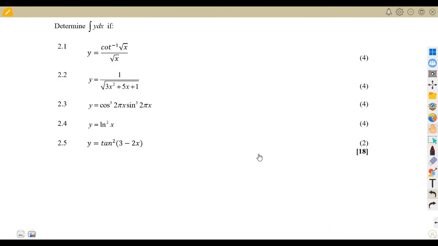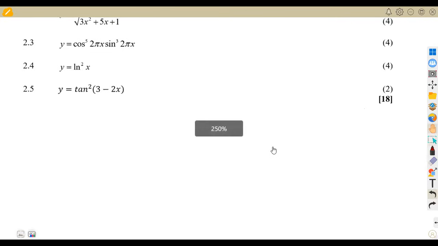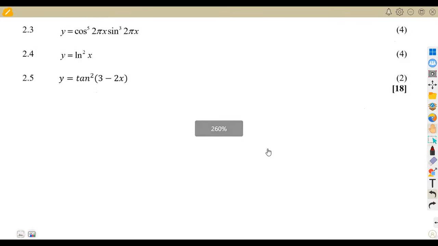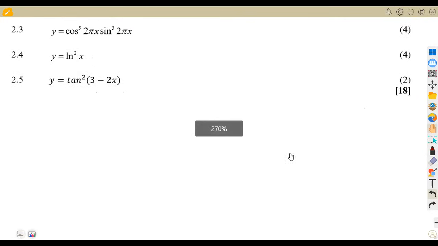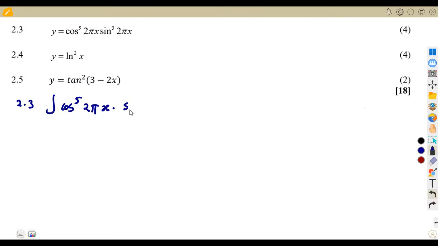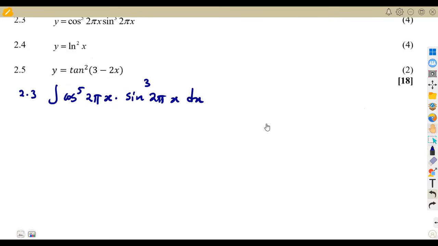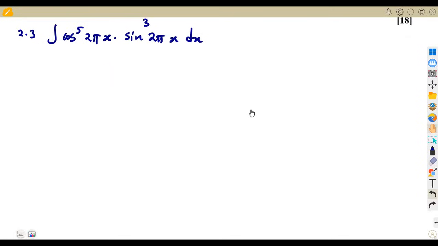2.3. All right, so now 2.3 is a trig. So this one is a trig. We just have to figure out how to integrate that trig, as we know all the trig that we have in our syllabus. So which format is this one? The integral of cos to the exponent of 5 of 2 pi x, then we've got sine to the exponent of 3 of 2 pi x, again with respect to x. All right, what type of integral is this? This is the integral that we have under our trigonometric.